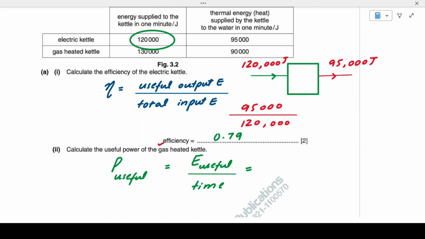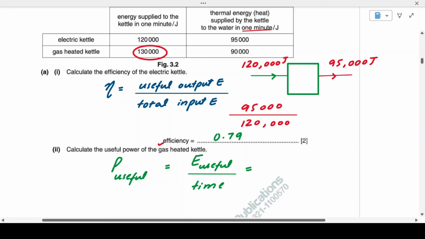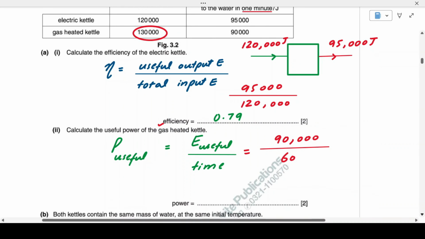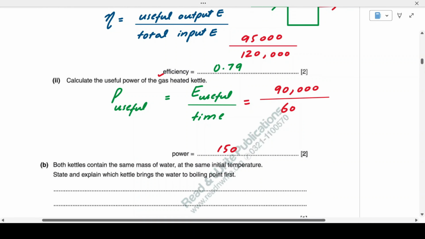90,000. What about 130,000? This is the input. So the output is 90,000, which is being delivered in how much time? In 1 minute. So energy is 90,000 and the time is 1 minute, which means 60 seconds. So what do we get? 1500 watts.